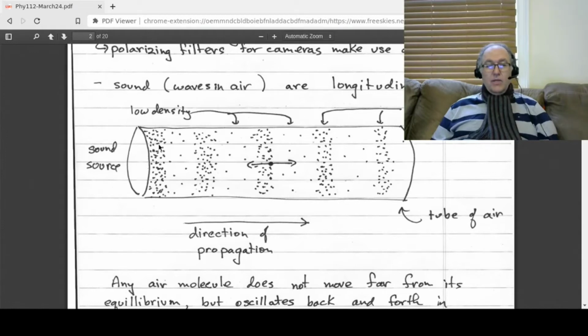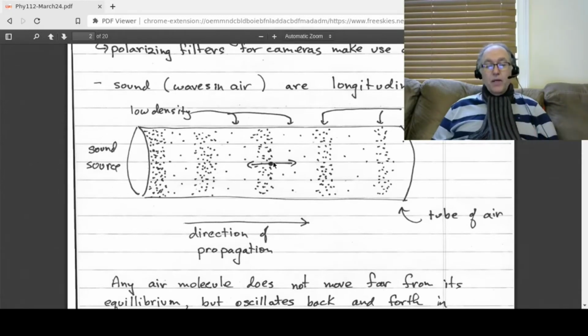Okay, now if you followed any one of these high density regions, they would travel from the sound source over here, say that's where your mouth is, and they would just travel down the tube over here. Okay, like that.